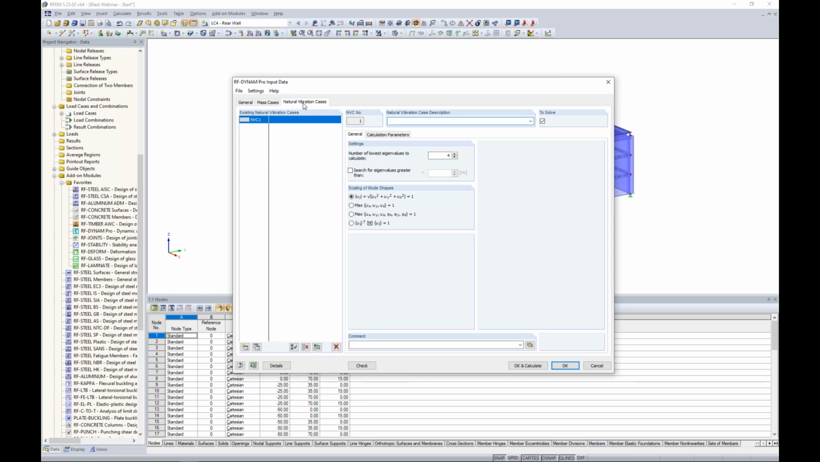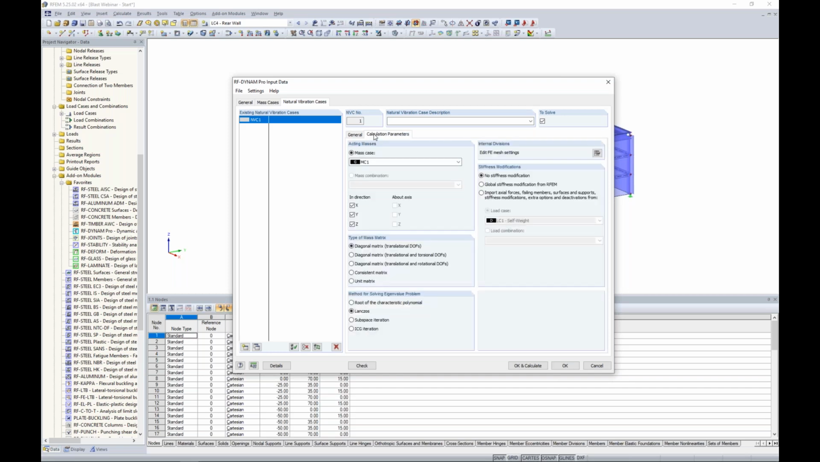So we want to initially tell the program how many eigenvalues to calculate. For my structure today, I'll set this to 30. The scaling of the mode shapes, we'll leave this as the square root sum of the squares, and we can move on to the calculation parameters. So under this dropdown, we want to select either our mass case or our mass combination of our acting masses that we want to consider for the natural vibration analysis. Now in our case today, we only have 1 mass case, so that's what's available.